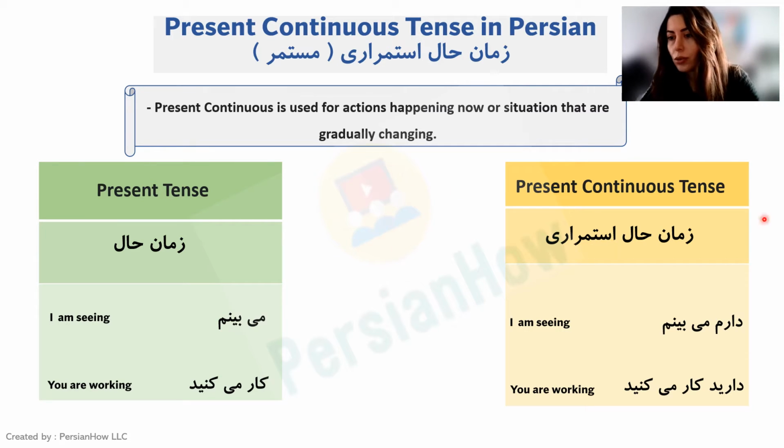But what we are going to learn in this lesson is the variation in which we use an auxiliary verb. So دارم میبینم or دارید کار میکنید. In the next slide, we are first going to learn how to form it, and then we're going to talk a little bit more about it.